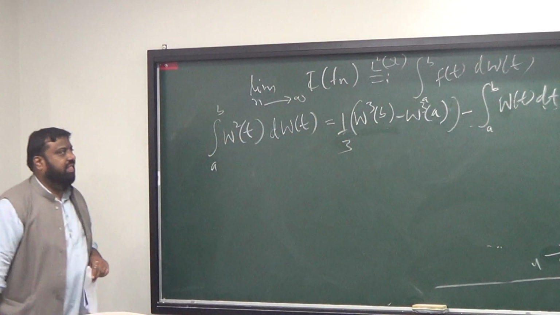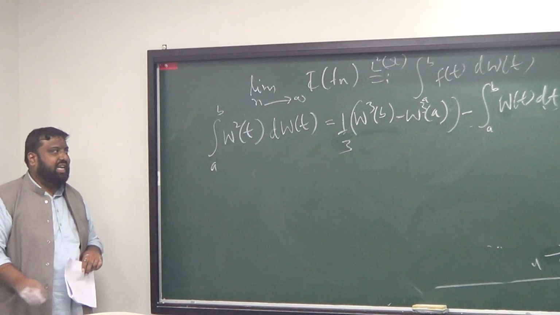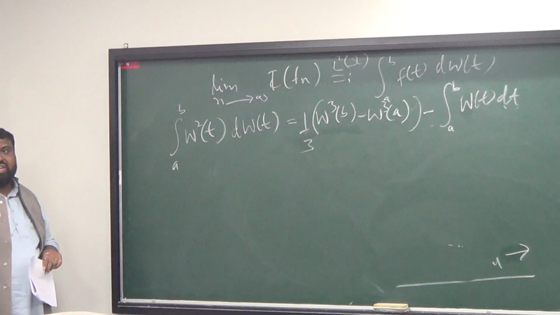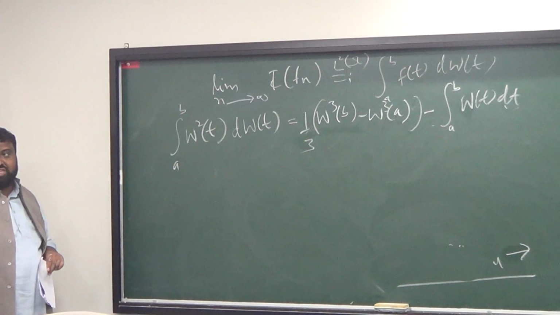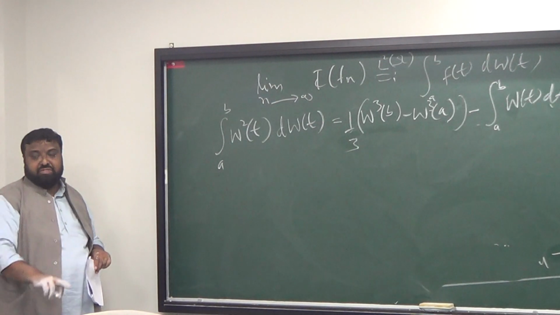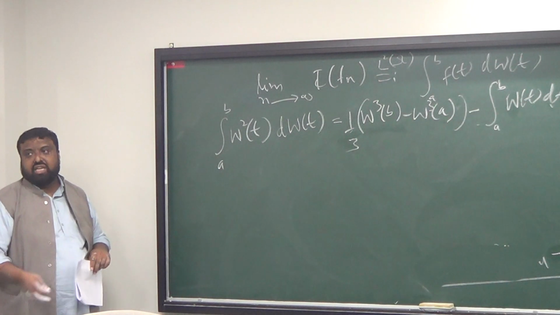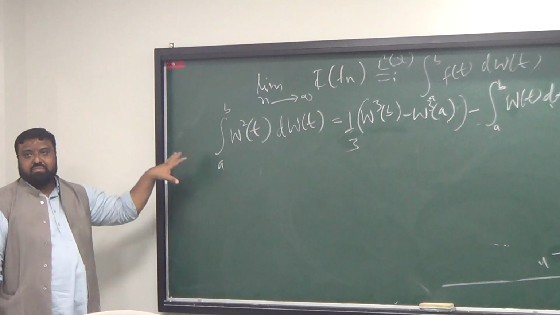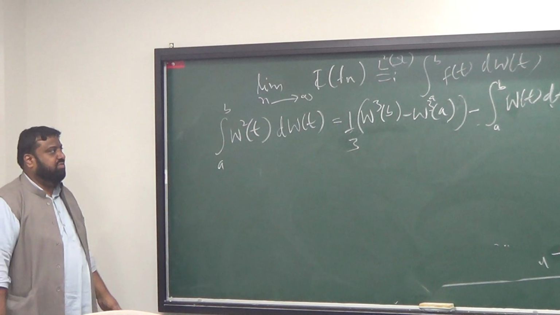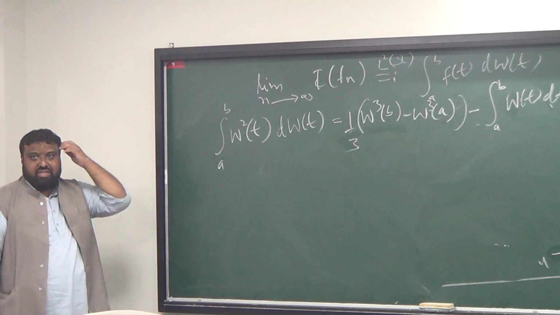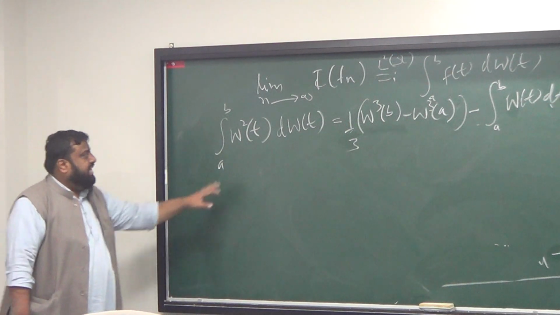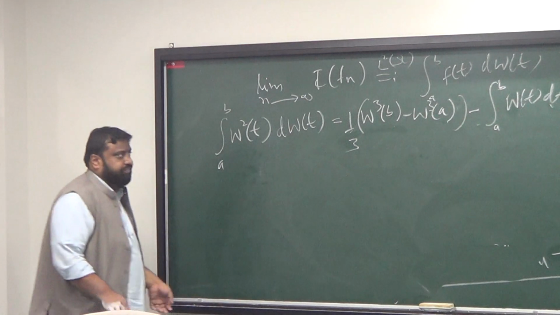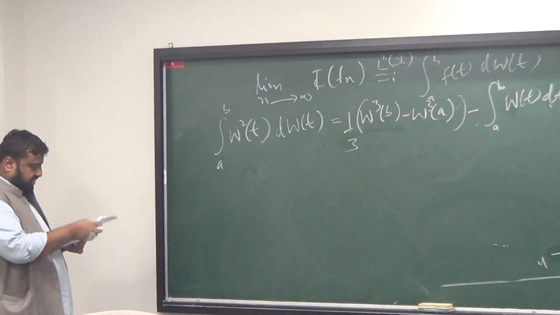It looks like by parts, but we can't apply integration by parts here. We have by parts when f is a deterministic function, and it has bounded variation, then the stochastic integral becomes Riemann. But this is my claim. So I want to show that the integral of this is this. The question is, how can I do it? So here's the thing.